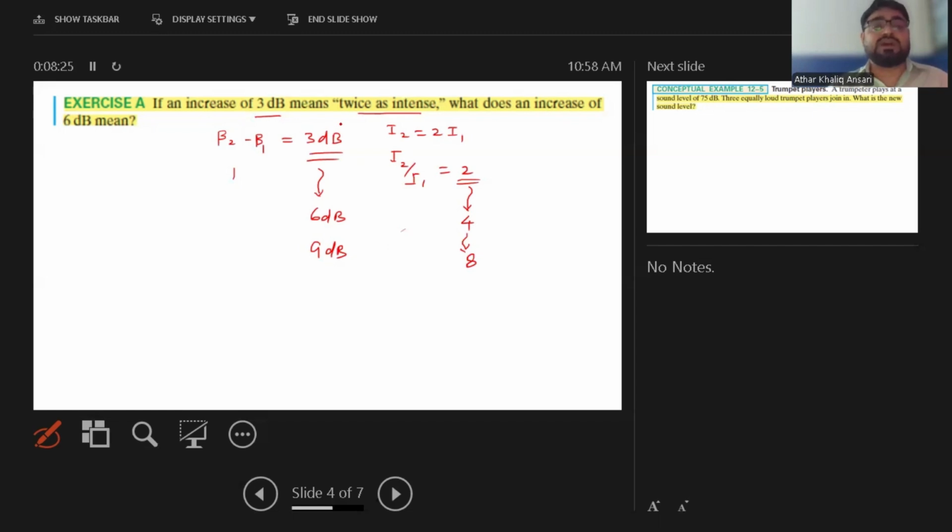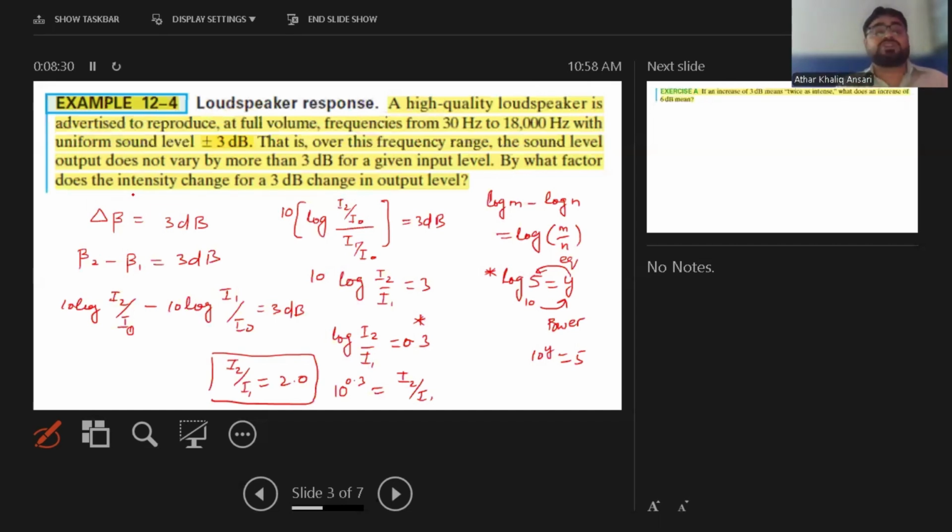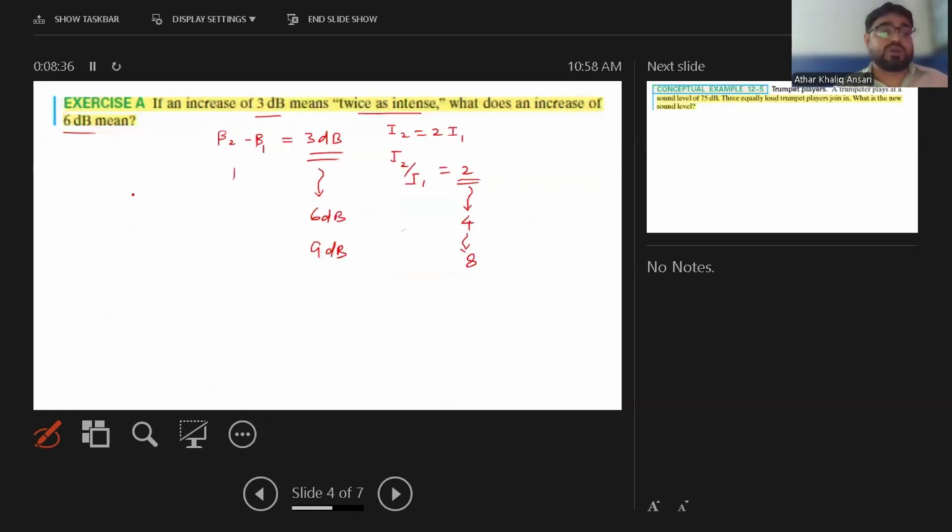I can show you here. They are saying an increase of 6 decibel. In the previous question I wrote 3; what I will write here is 6. So I will say 10 log of I2 over I1 will be equal to 6. So log of I2 over I1 will be equal to 0.6. And then I2 over I1, by using the definition, will be equal to 10 to the power 0.6, and you can see your answer is approximately 4.